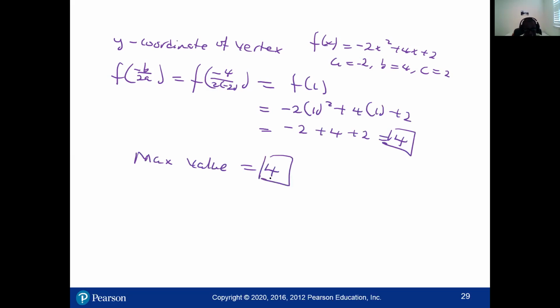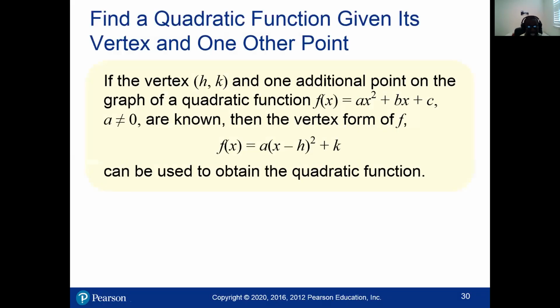All right, so now the question is, if I have the vertex and a point, how am I going to get a quadratic function? So that's the last example. Say that the vertex has coordinates (h, k), and then they give me an additional point. I should be able to get this function. Well, the vertex form, we can obtain the quadratic function. Pretty much easy. All right.